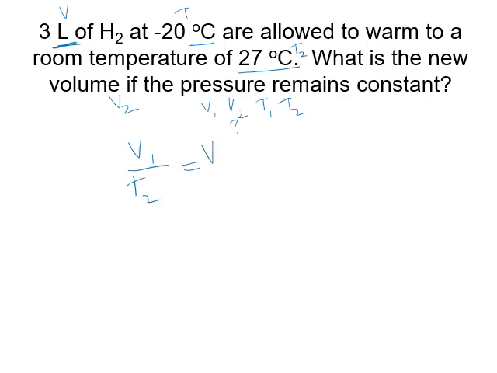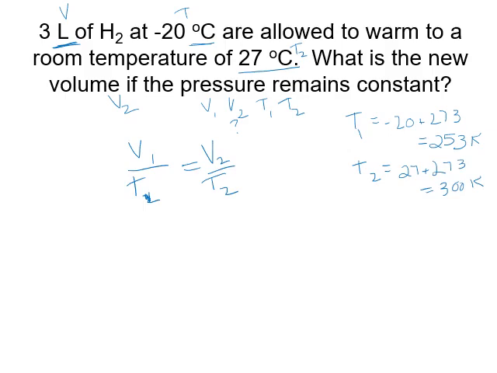V1 over T1 equals V2 over T2. I am going to have to convert my temperatures to Kelvin. So T1 is negative 20 plus 273, and that's 253 K. T2 is 27 plus 273, and that's 300 K.